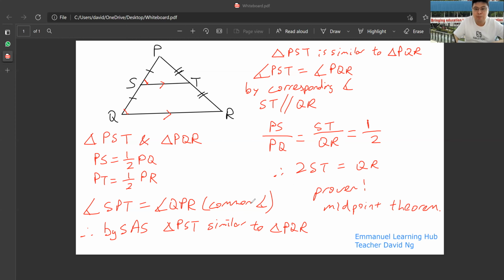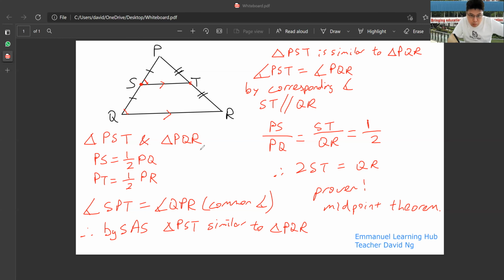Do you understand now, the midpoint theorem? But you can only apply this when PS equals half of PQ, like PQ equals 2PS, because these two triangles are similar. This big triangle's length is twice the corresponding length. It only works if these two are midpoints. It only works if S is the midpoint of PQ and T is the midpoint of PR. That's what it means, and that's why it's called the midpoint theorem.